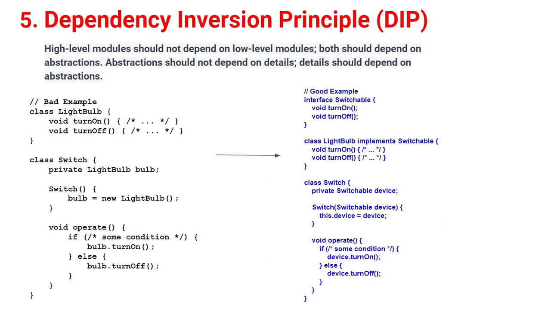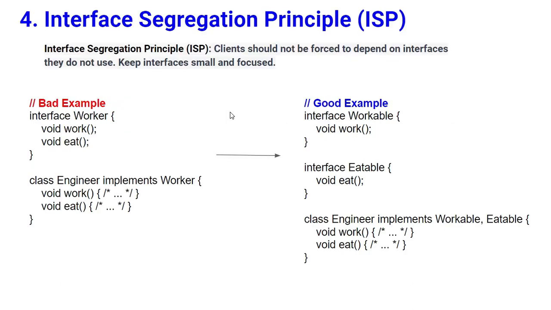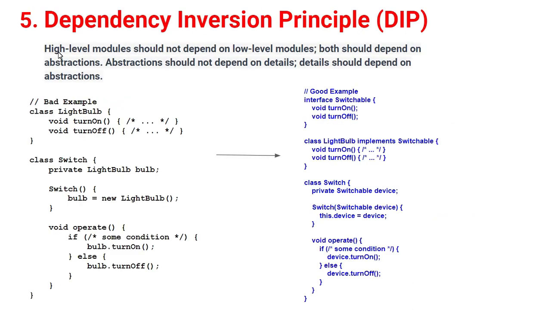Okay, let's see what the dependency inversion principle is. I hope you understood. But let's talk about the dependency inversion principle. So DIP says a high level module should not depend on the low level modules. Both should depend on the abstractions. Abstractions should not depend on the details; details should depend on the abstractions. Correct? I hope you understood, but believe me, high level modules should not depend on the low level modules.